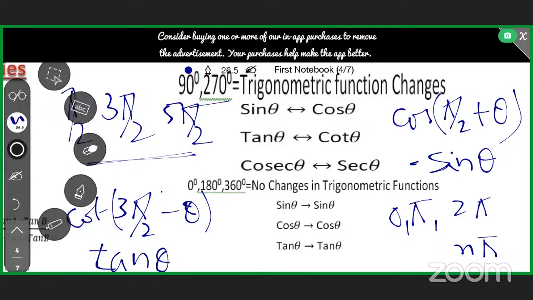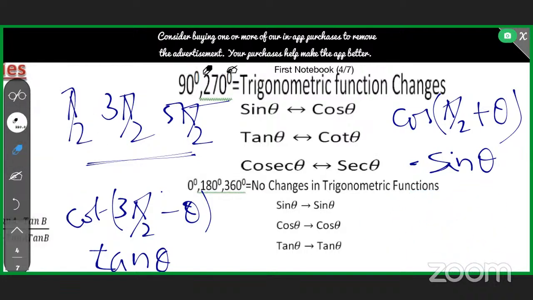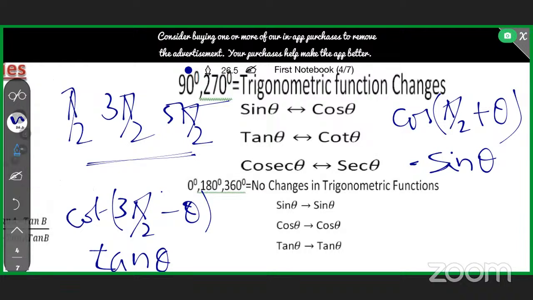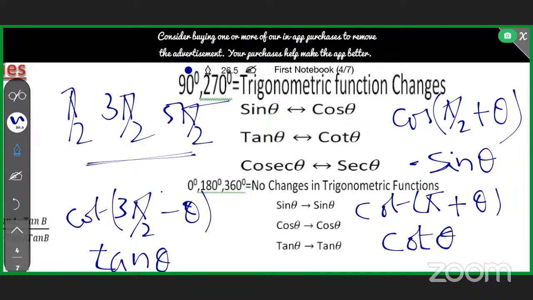For example, let us take cot of pi plus theta. So pi is there, so I can keep cot as it is. Cot of pi plus theta, 180 plus theta, that is, the angle is more than 180. The quadrant is the third quadrant. Cot is positive, so I can write cot theta.